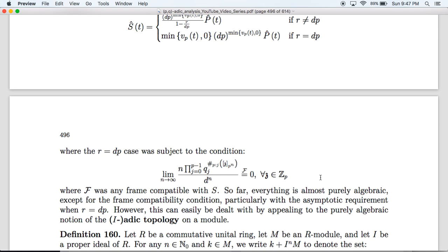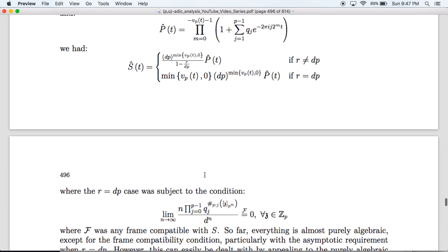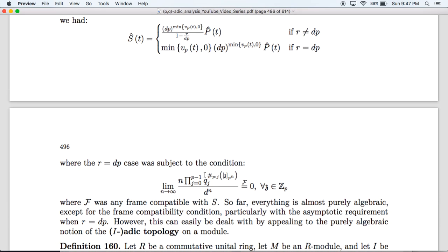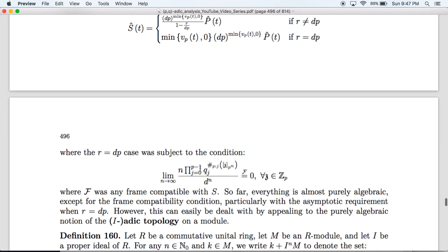So far, everything we're doing is almost purely algebraic, except for the frame compatibility condition. However, this can easily be dealt with by applying the purely algebraic notion of the I-adic topology, also known as the Krull topology on a module. Unfortunately, Krull, like Teichmüller, was a Nazi, so your mileage may vary.